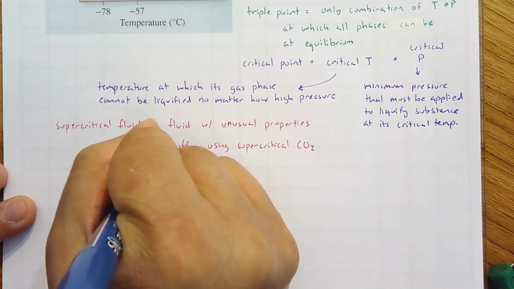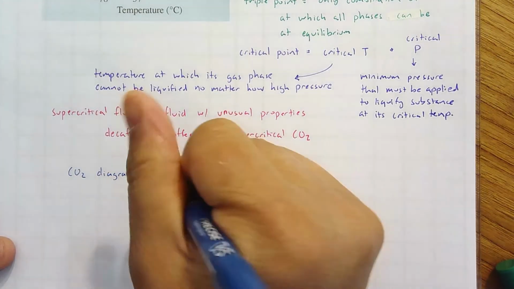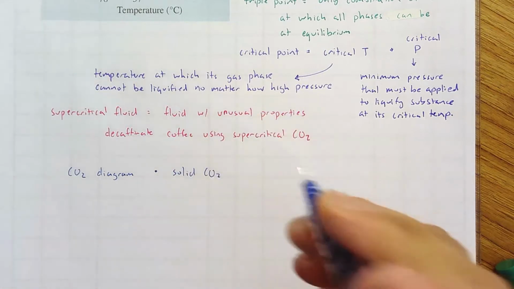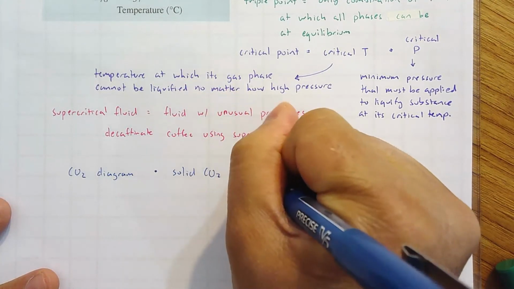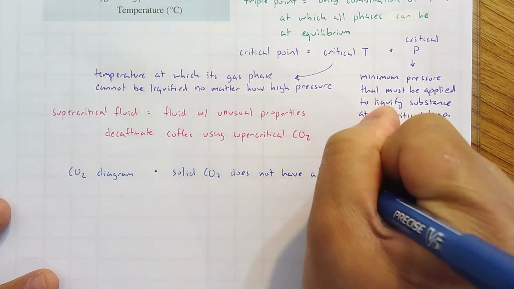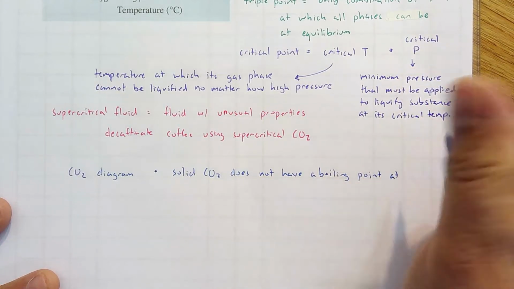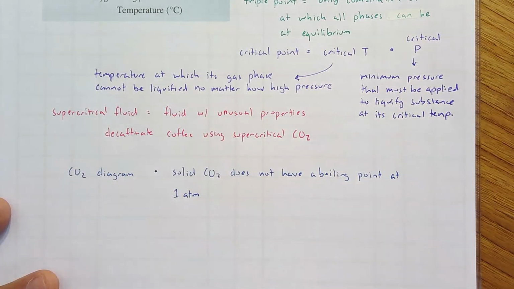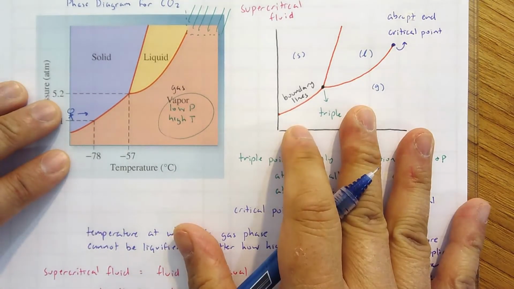So what can we take from this diagram? The first thing is that solid CO2, or dry ice, does not have a boiling point at 1 atm, because it goes directly from solid to gas.